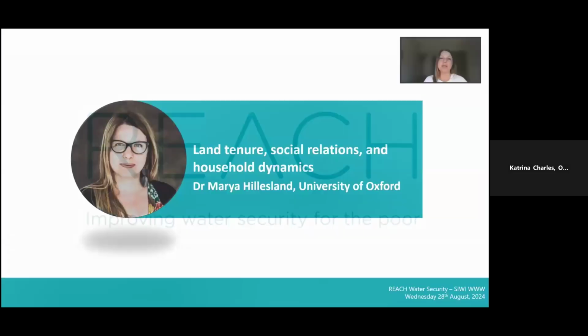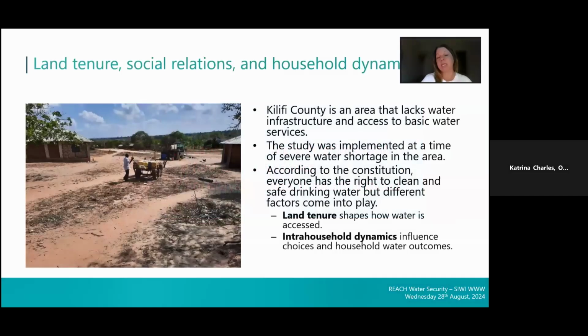My name is Maria Hillisland, and my work is largely focused in Kilifi County, Kenya, on land and water, the land and water nexus, social relations, and inter-household dynamics. So Kilifi County, Kenya is an area that lacks water infrastructure and access to basic water services. The data was collected at a time of severe water shortage in the area.